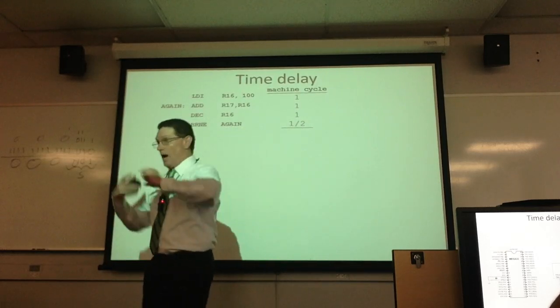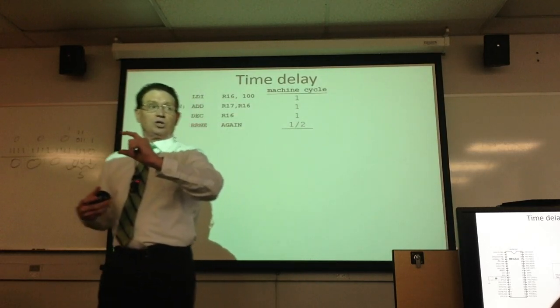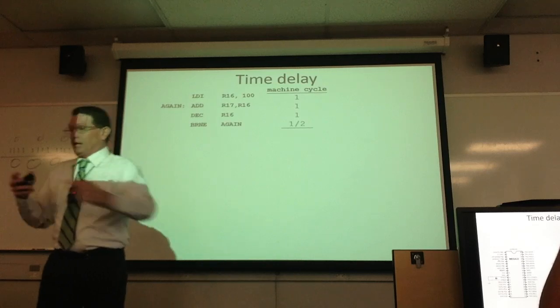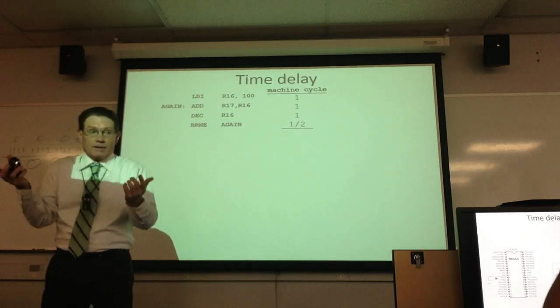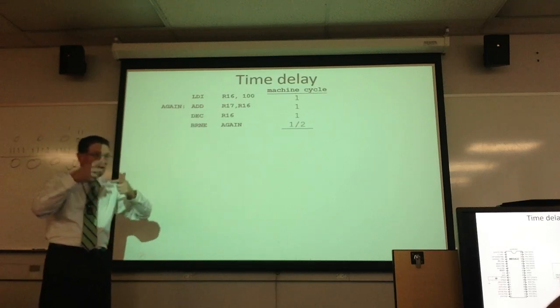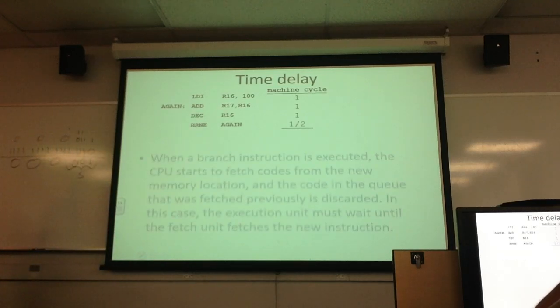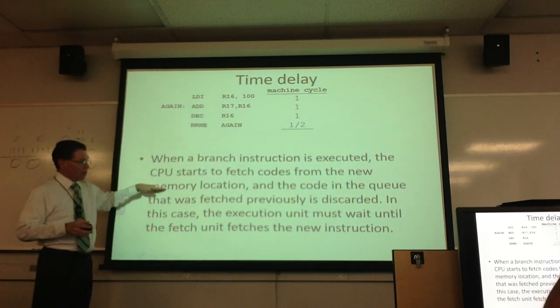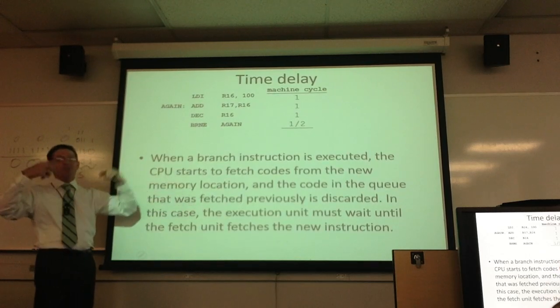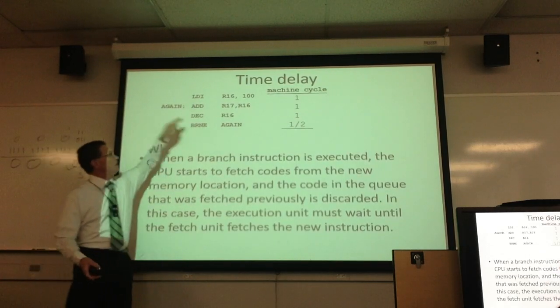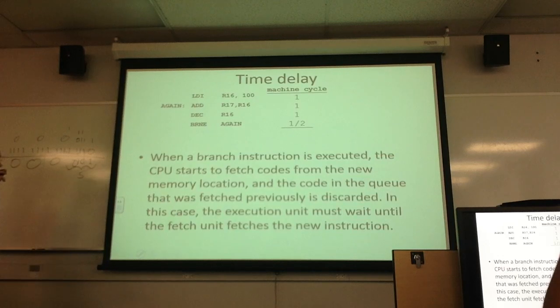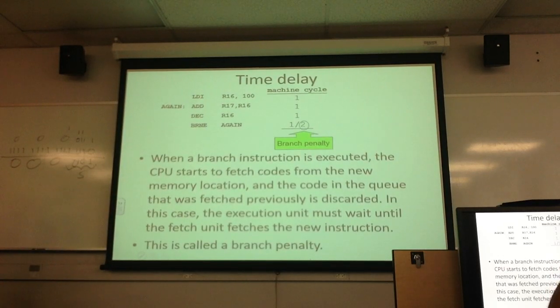Because it's not sure. I may fetch something and it's sitting in the instruction queue, and based upon this test, it may have to bail out. It's going to go from one place to another on the program counter. So the instruction sequence may have to get modified. When it's executed, the CPU starts and fetches the code from the new memory location. The code in the queue that was fetched previously may have to be discarded, depending on whether I'm going to go here or here for the next piece of code. So you pay what's called a branching penalty.